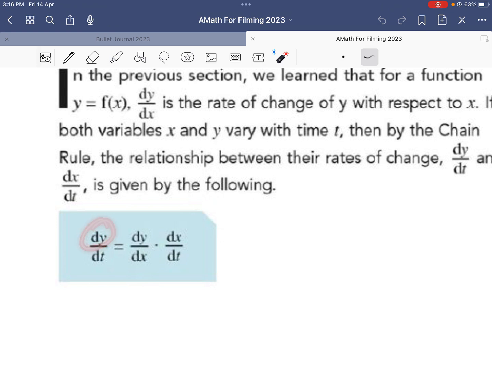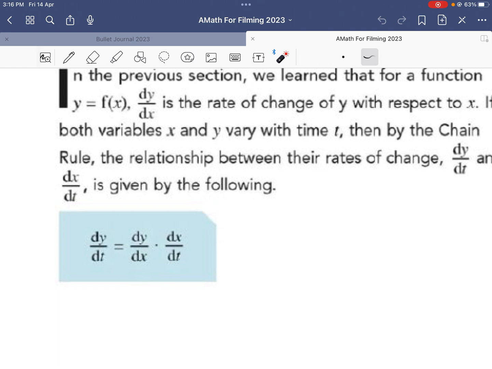If you want to find the rate of change of y with respect to time, it follows that it is the product of: you differentiate y with respect to x, multiplied by the rate of change of x with respect to time itself. I know that this looks like a fraction where you can just cancel and get dy/dt, but it is not.